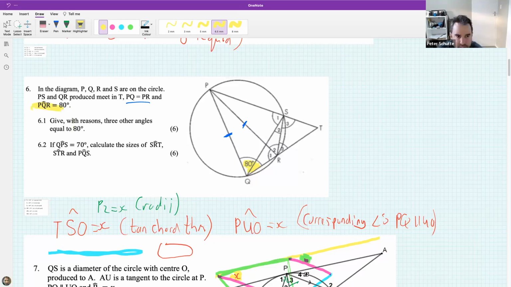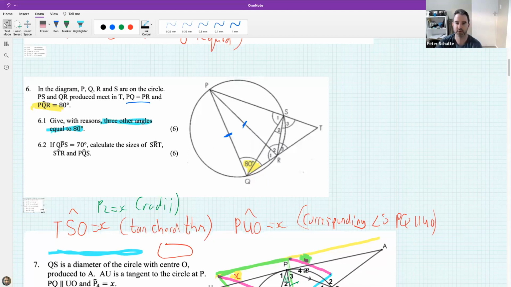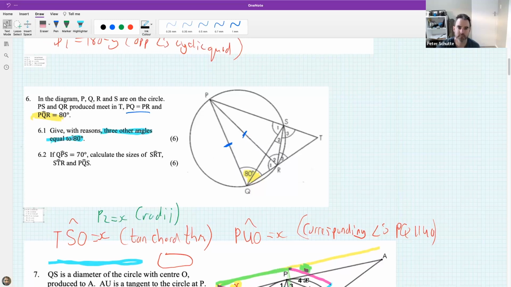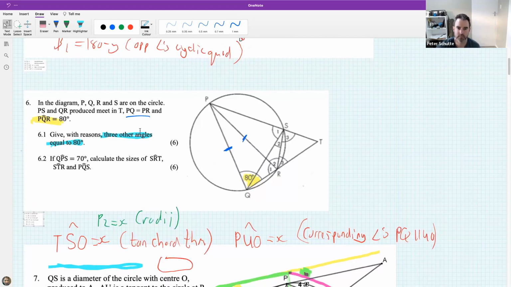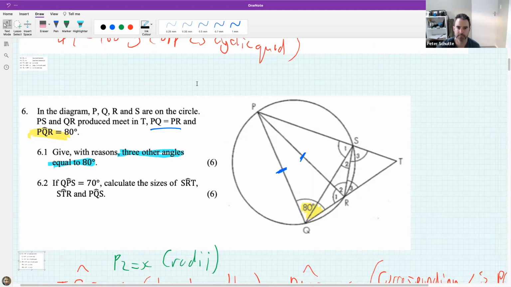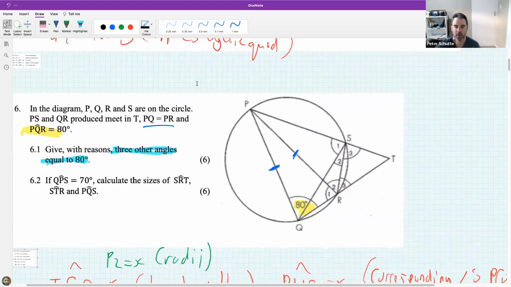There are some other things, but basically I want you to find me 3 other angles equal to 80. So just find me 3 other angles equal to 80 and see what you can do.